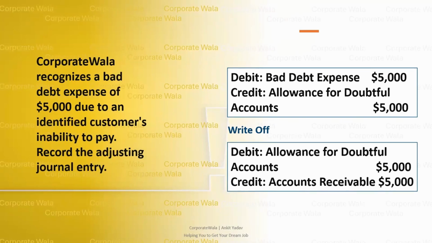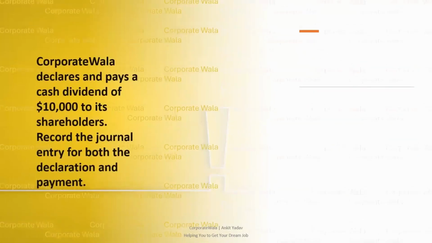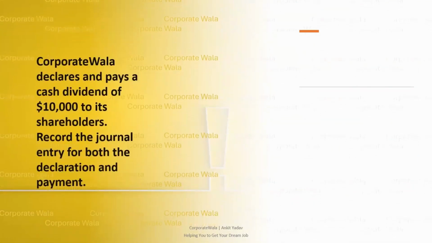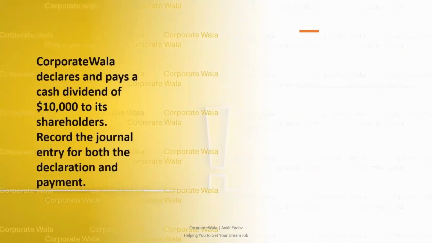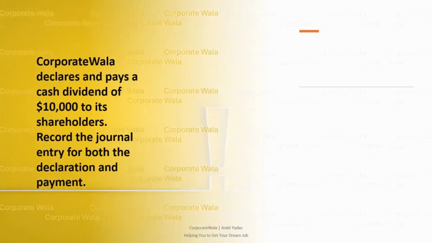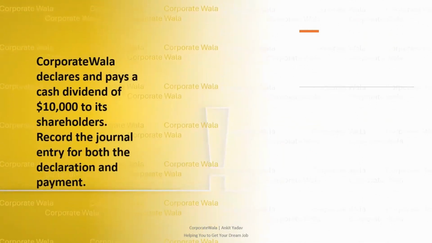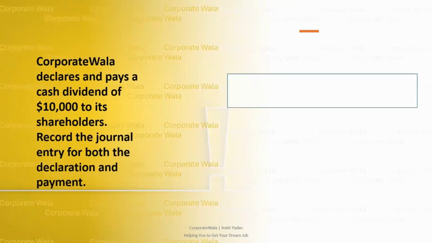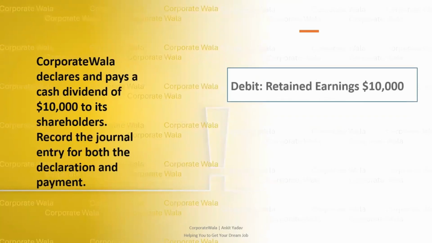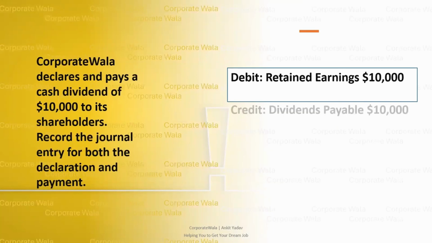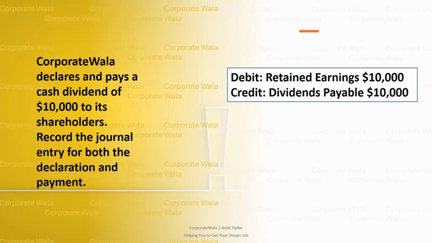Okay, moving ahead. Now let's talk about our next journal entry, which is: Corporate Wala declares and pays cash dividend of $10,000 to its shareholders. We need to book the journal entry for both declaration and payment. So what will be our journal entry? We will debit the retained earning account and we will credit the dividends payable account by $10,000.